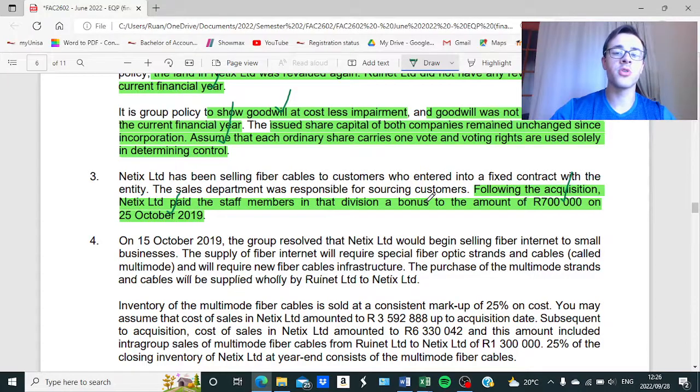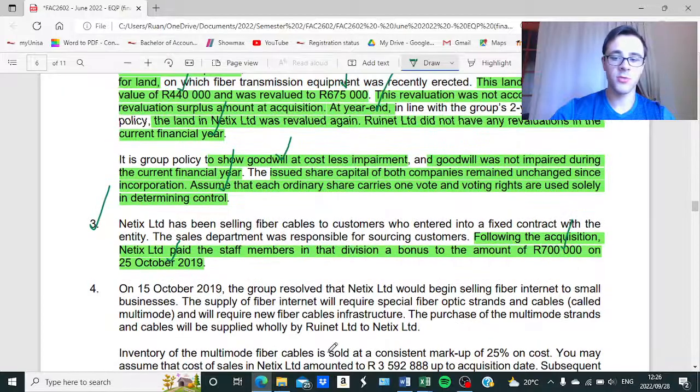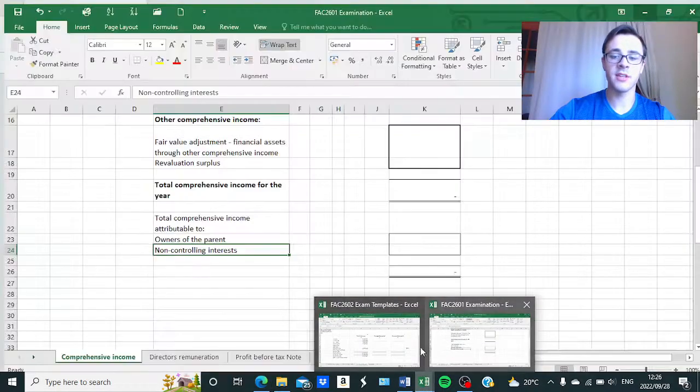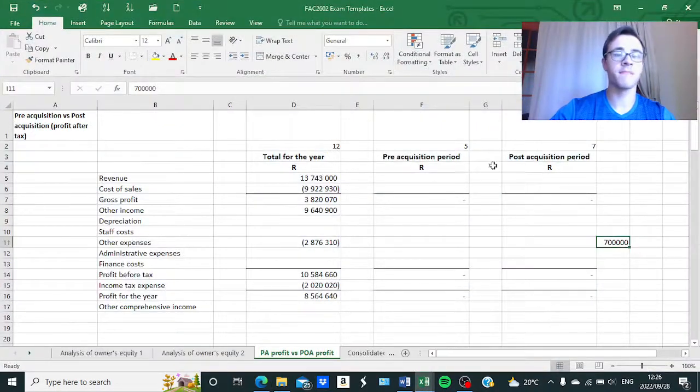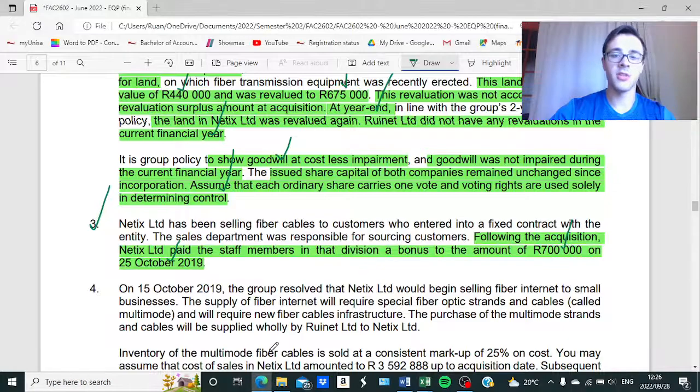This is not an intra-group bonus. Okay, it was not paid to Runate Limited. Therefore, there is no elimination that needs to occur. Okay, keep that in mind. It is just for the purpose of including it in the post-acquisition period, as it only relates to that period.